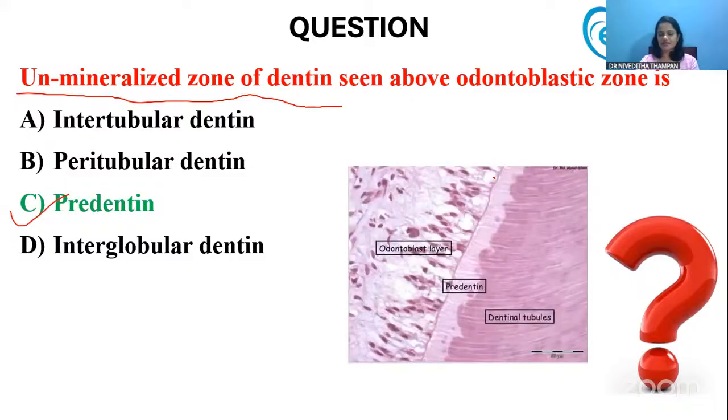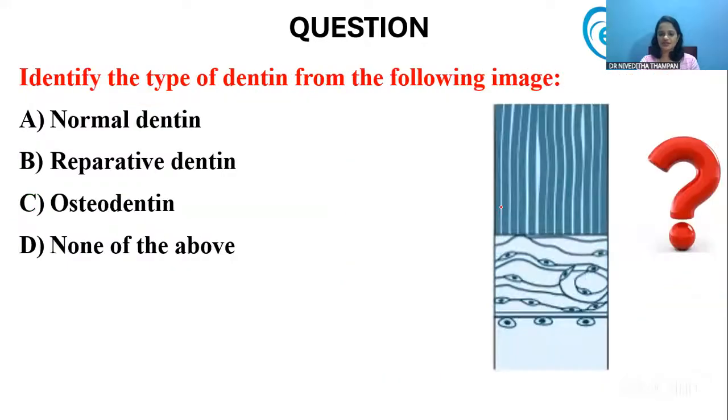I told you this is the odontoblast layer, and look at the color difference itself. Here it is highly mineralized dentin, so it will appear pinkish, but here it is appearing very lightish pink. So that's the major clue. This is the unmineralized zone of dentin.